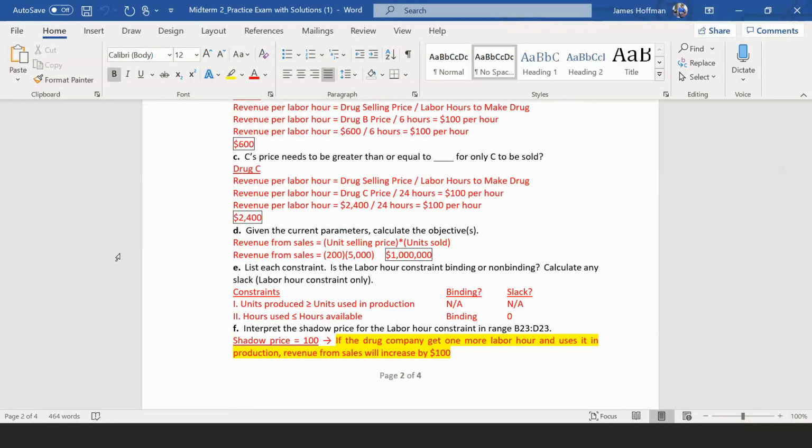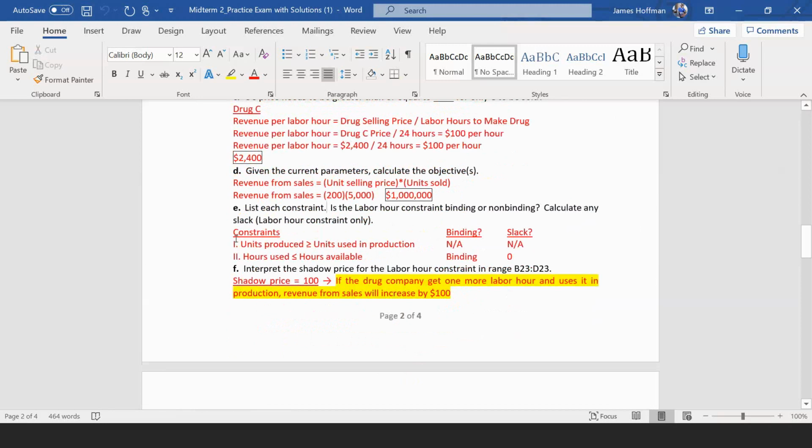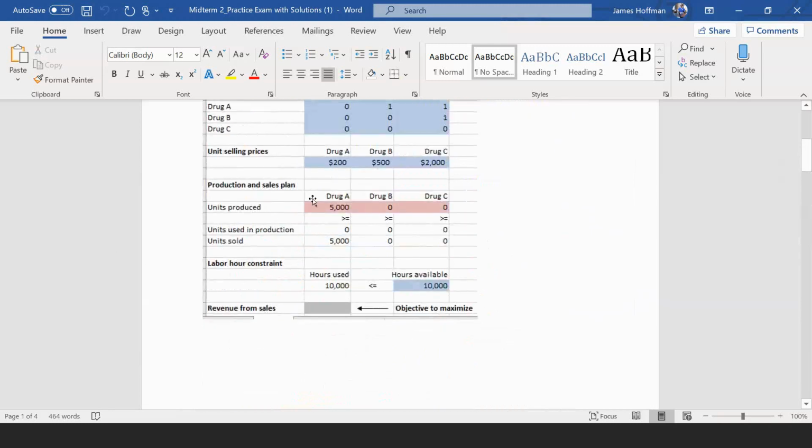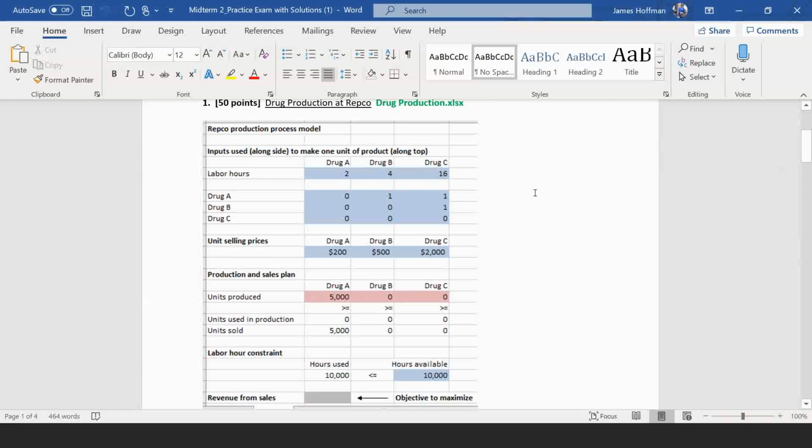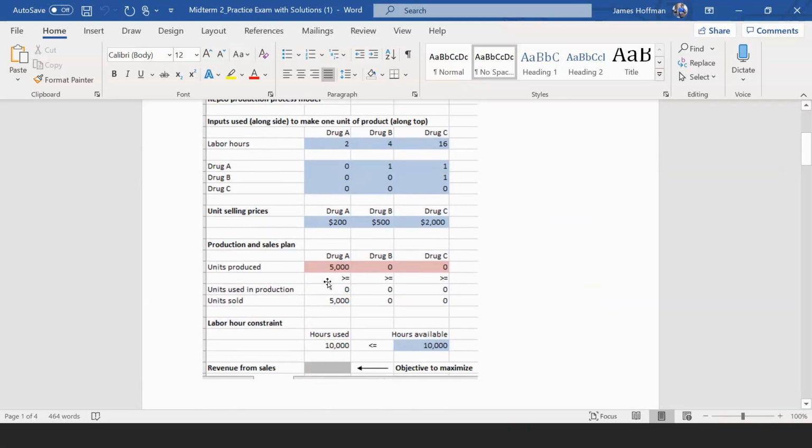All right, part E, let's first list each constraint. If you look at the screen cap, anything that has an inequality next to it is going to be some kind of constraint. And there's really only two in this one. So you see right there, the units produced have to be greater than or equal to the units used in production. So the first constraint is units produced is greater than or equal to units used in production. So that applies for all the drugs.